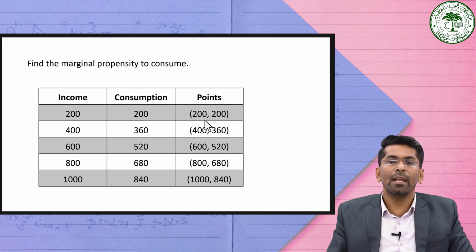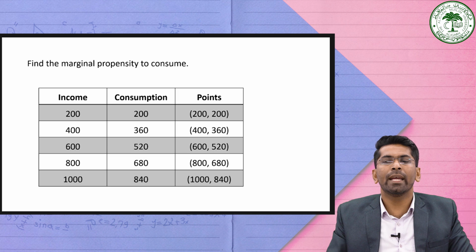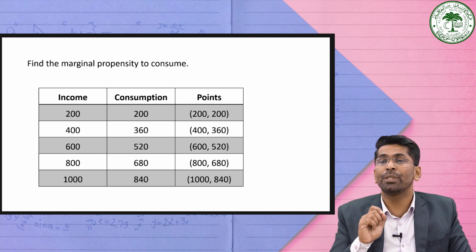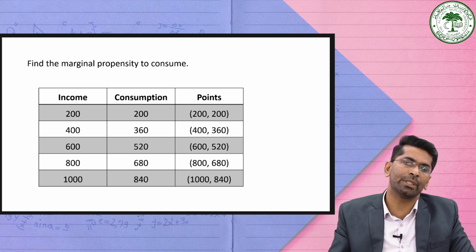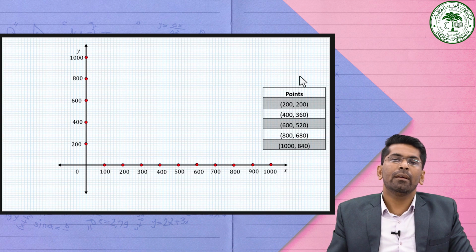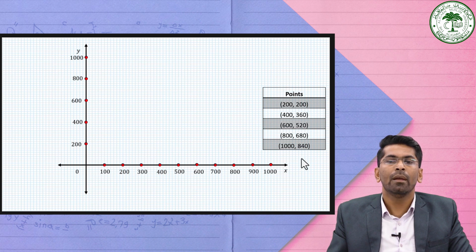The first value in each pair is the level of income, and the second value corresponds to the level of consumption. So now these points can be plotted on graph paper so that we can visualize the relationship between the income and consumption. See, the plots are taken here separately, when 200 and 200, 400, 360 and so on.